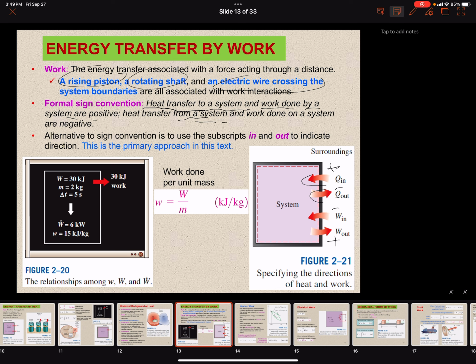And work done per unit mass, you divide by mass, so it will become small w. And this will be the equation.